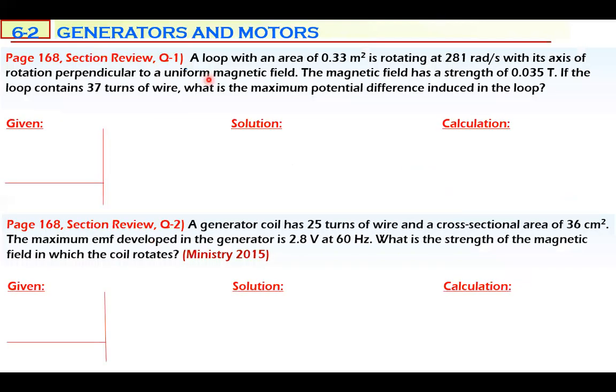For example, a loop with an area A of 0.33 meters squared, rotating at 281 radians per second omega, with its axis of rotation perpendicular to a uniform magnetic field. The magnetic field has a strength B of 0.035. If the loop contains 37 turns of wire, what is the maximum potential difference? Calculate E max, which is NBA omega. You can find it very easily. And the second one is also very easy. Just the reverse is asked: EMF is given, B is asked.